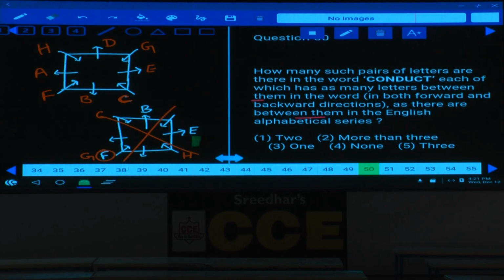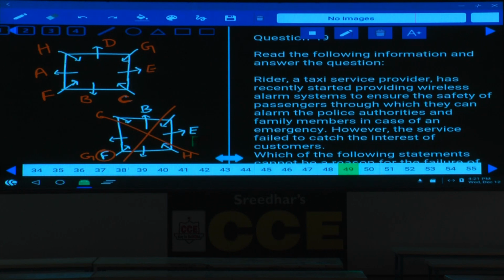Then coming to question number 50, first write down this one, then let us discuss this question number 50. Now in this question, how many such pairs of letters are there? Question number 49. Now what is there in this 49 here? Rider, a taxi service provider, has recently started.